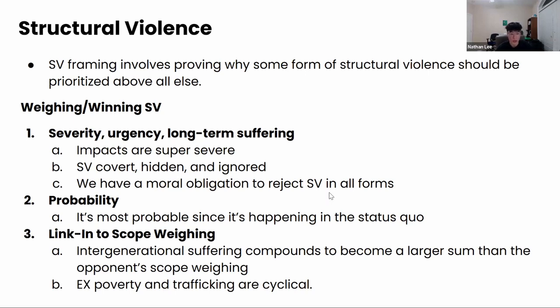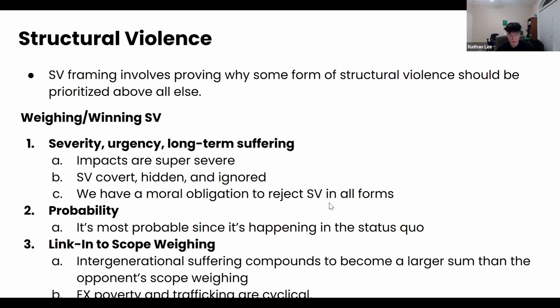First, the severity or urgency or long-term suffering. This general group of weighing has arguments that they're super severe, like poverty or a form of suffering in a quality of life situation. You also say that because SV is ignored right now, it always has to come first on your ballot. You also bring in moral arguments as to why dehumanization should be prevented in debate.